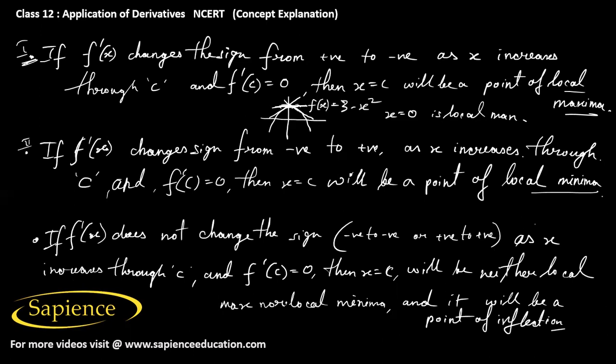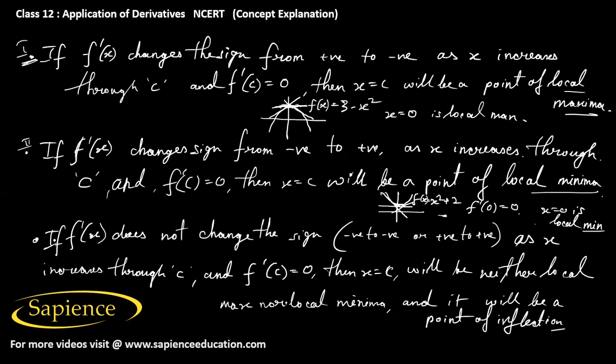And for the second case, we can give an example, suppose f of x equal to x square plus 2. Here f dash 0 is 0. And when x increases through 0, the slope of the function also changes from negative to positive. So the point x equal to 0 is the point of local minima in this case.